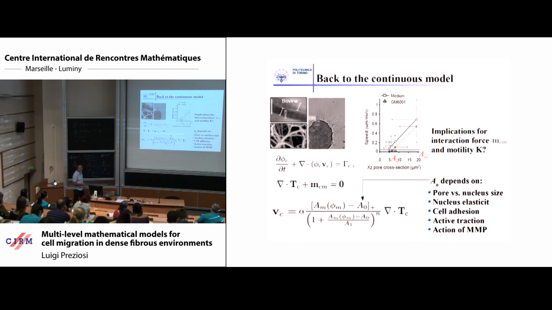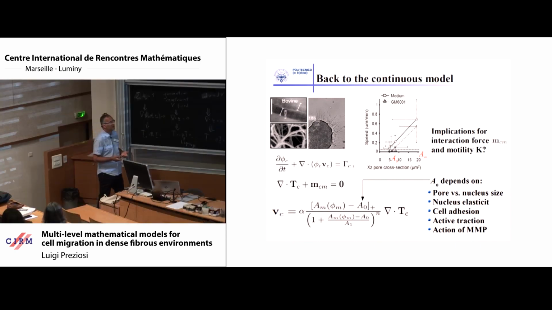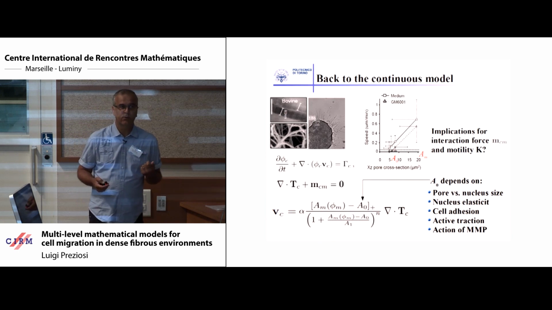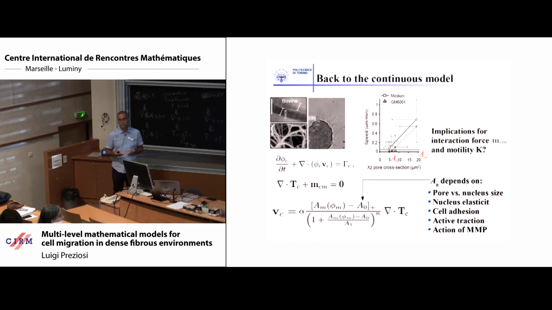Not only that, but we have learned that A0 is not constant itself, in the sense that this critical value that decides whether the cell will pass or not depends on a lot of things. It depends on how big the nucleus is, on the elasticity or stiffness of the nucleus, on the ability of the cell to exert traction forces, or again, I didn't show that, but at the end I will show an application of that by the action of metalloproteinases.